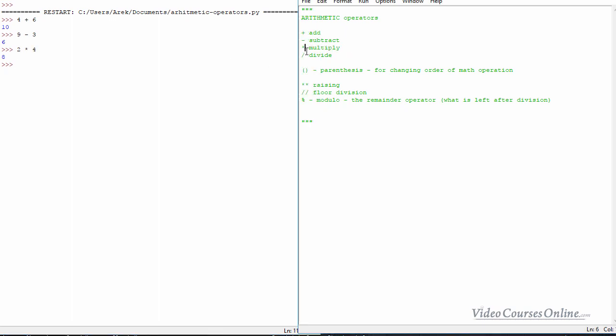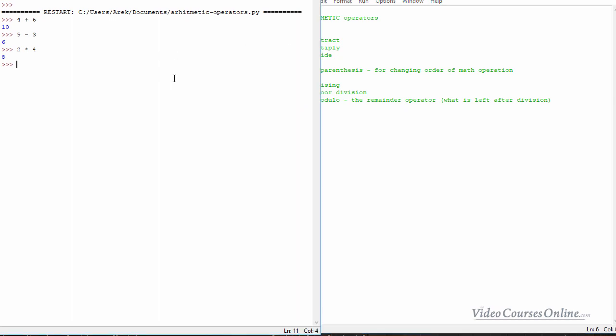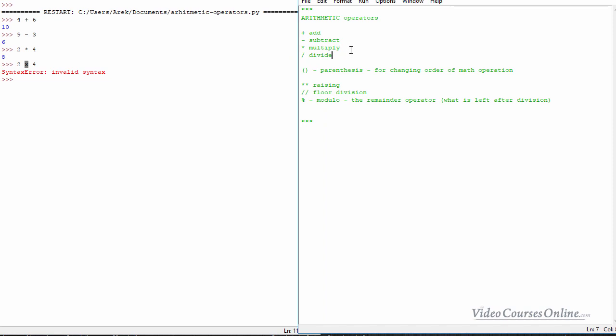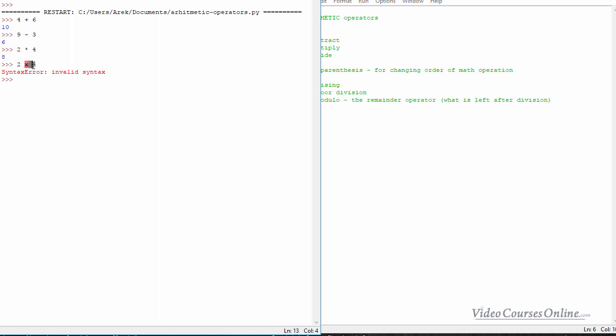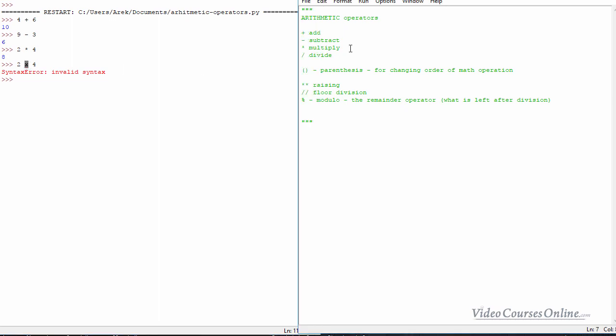It's very important that in order to multiply two numbers, you should use the asterisk sign, okay? You shouldn't do something like that because this is a syntax error. It's invalid syntax because x can be a variable name, but x is not a multiply operator. I know that in math in schools you learn that x is used for multiplying, but when you are using computers, when you're using Python, you're gonna use the asterisk sign.